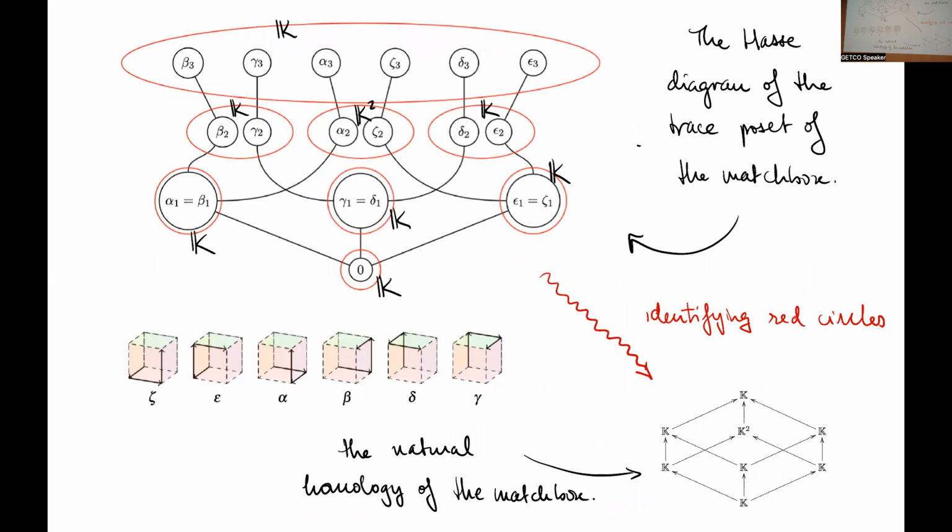Now we go back to the matchbox one more time. Here up at the top is the Hasse diagram of the trace poset of the matchbox. I remind you that here we have all of our 6 maximal paths, which are the 6 paths at the top, and we have some different extensions that connect in different ways. I put red circles to indicate which paths share the same endpoints. And if we identify endpoints, that is basically if we take the colimit by the functor that I was talking about, we will get the natural homology of the matchbox. Okay.